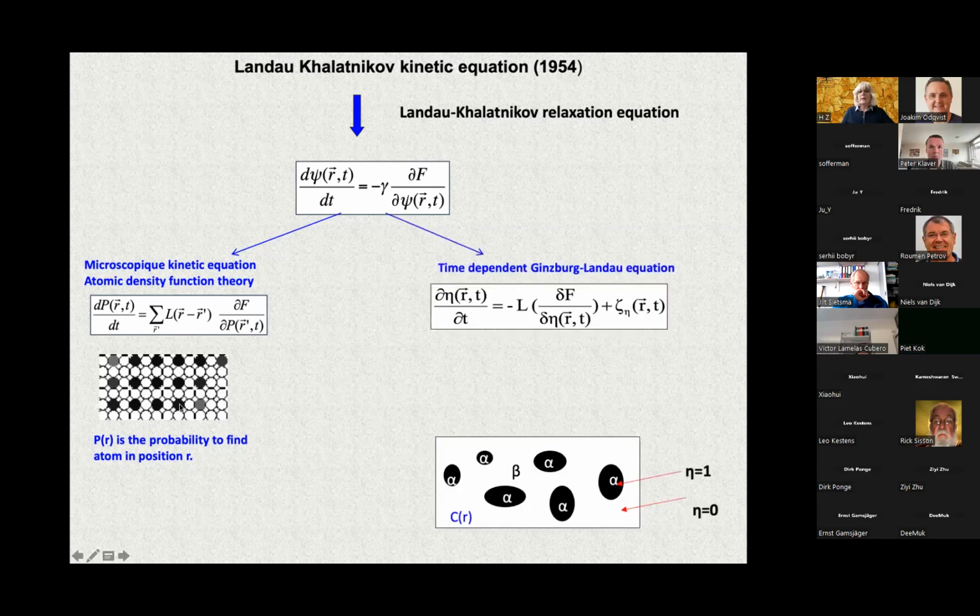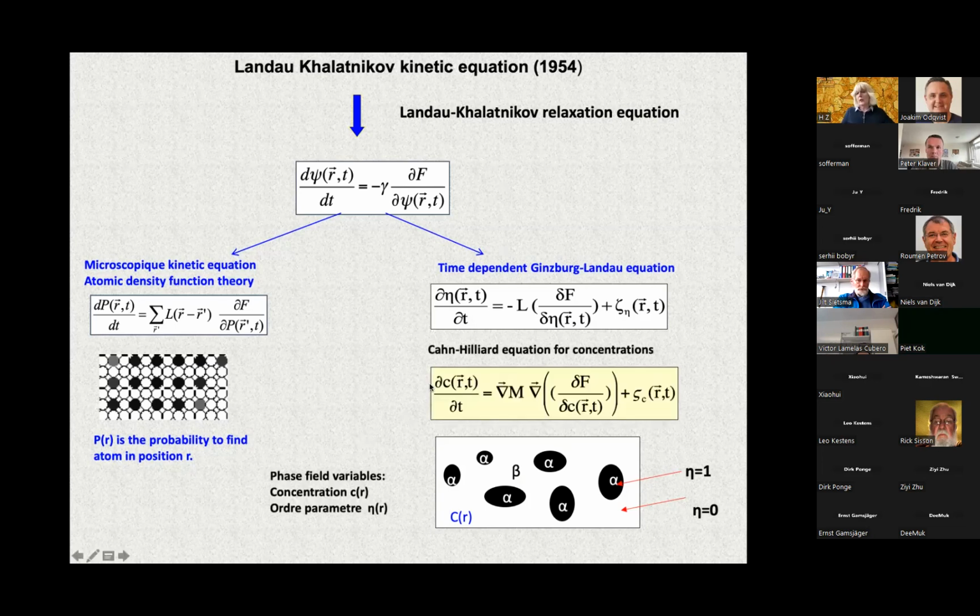From another side, if we go to mesoscopic description, it means that the simulation grid will be bigger than the interatomic distance. We go to the continuous description. In this case, we forget, I would like to say, about the atoms, and we work with the field. And the field will be the concentration or the order parameter, which will describe the coexistence of different phases in our alloys. The question is how to link these two descriptions.